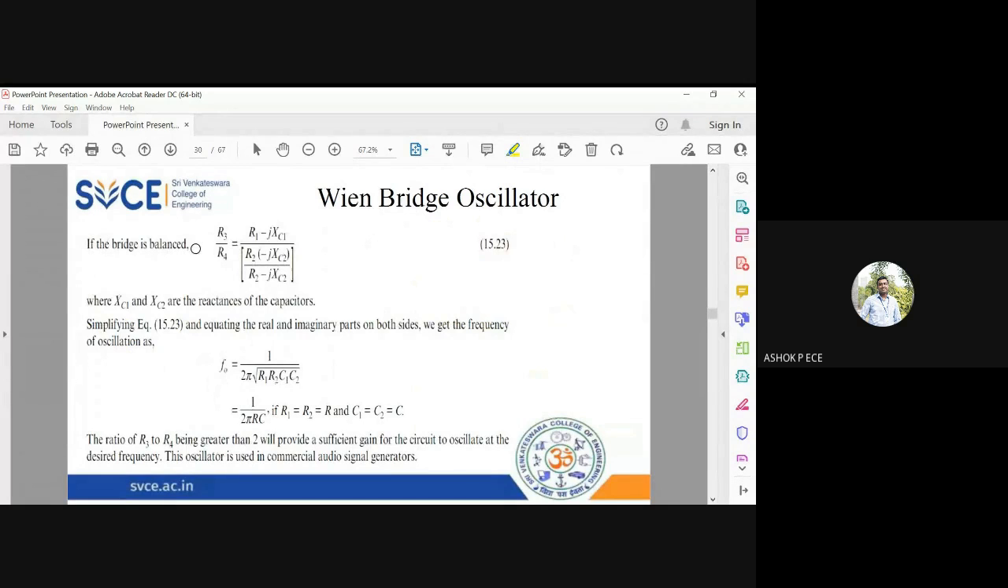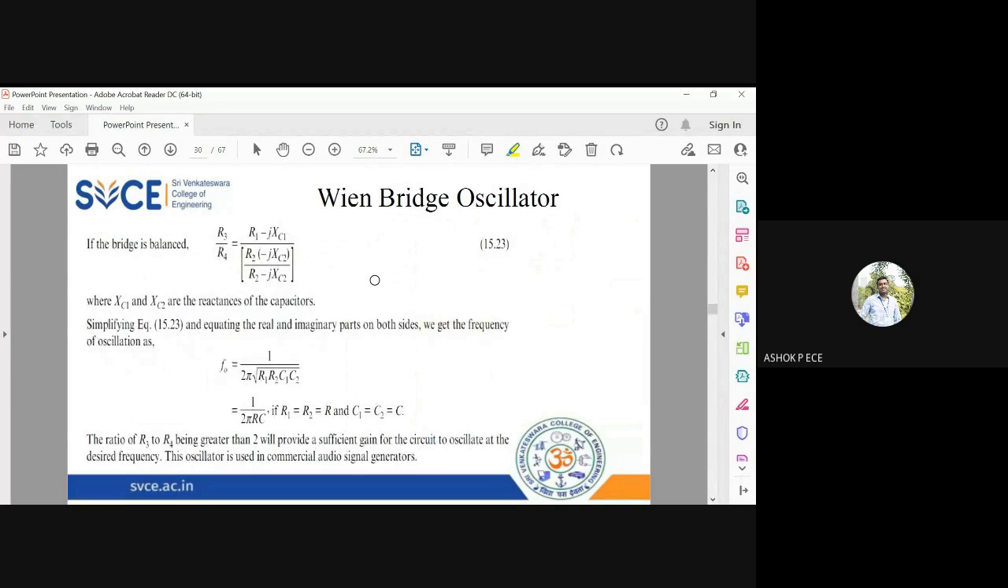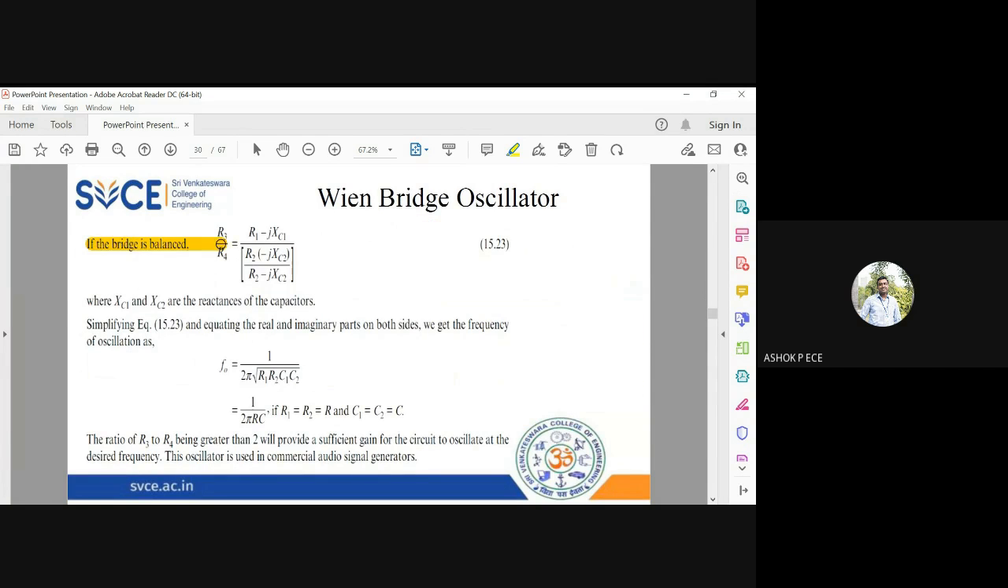If the bridge is perfectly balanced, it means the product of impedances of the opposite arms is going to be the same. So R3 into R2 parallel to C2 will be equal to R4 into R1 plus C1. So your bridge is perfectly balanced. This is the condition: the product of impedances of the opposite arms are going to be the same. So R3 into R2 parallel to 1 by j omega C2 will be equal to R4 into R1 plus 1 by j omega C1. If the bridge is perfectly balanced, you can write this condition where XC1 and XC2 are the reactances of the capacitors.